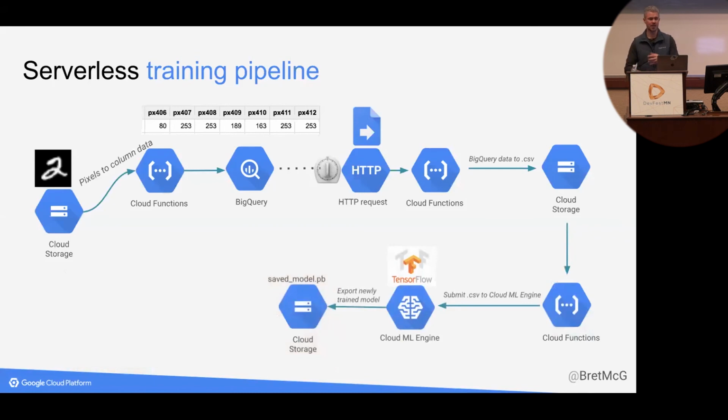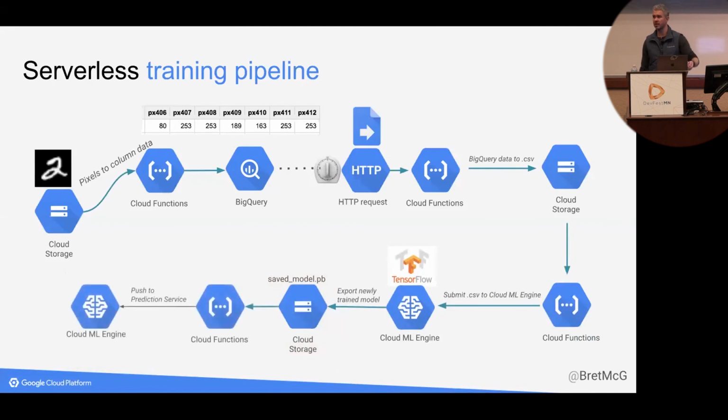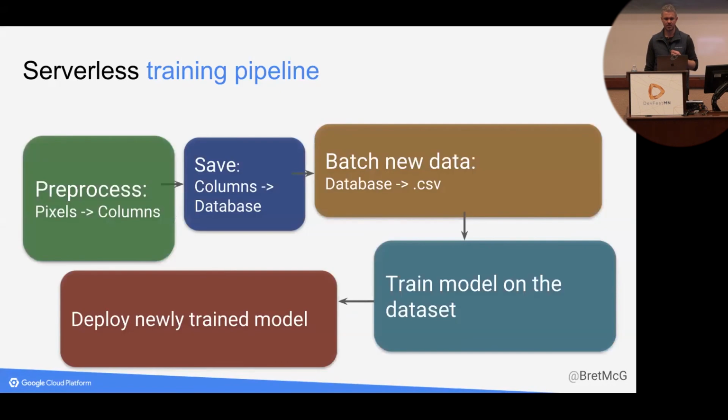And again, we do this just with a file write. It's literally a .pb file. So we just look for this saved_model.pb. When that gets written, it triggers another cloud function. The cloud function says, aha, I have a new model. I'm going to tell Cloud ML Engine to use this updated model instead of the old one. So again, you can see it's kind of a long chain of events, but each piece is nicely self-contained and independent.